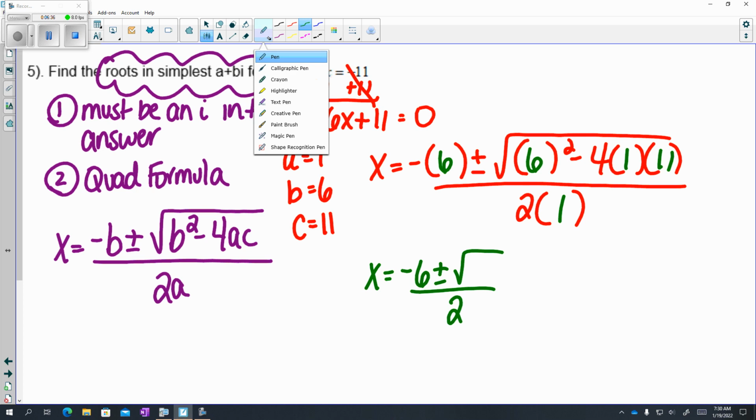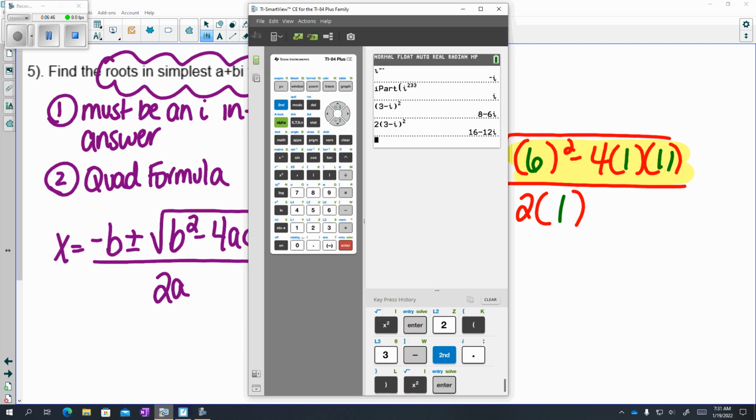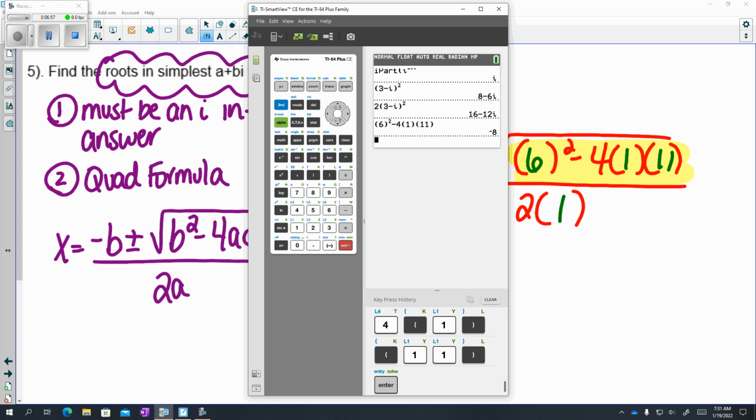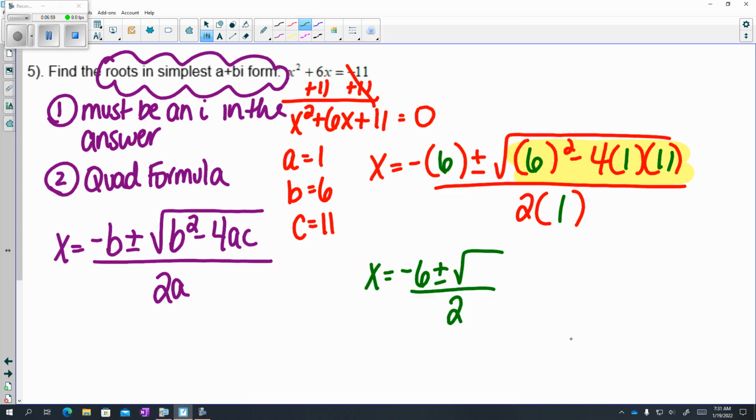Remember that not the radical, but everything underneath the radical goes in the home screen of your calculator exactly as you see it. So open parentheses 6 close parentheses squared minus 4 times 1 times 11. So we end up with a negative 8 under our radical, which is what we had predicted because we knew that we were going to have a negative, which meant we had an i.